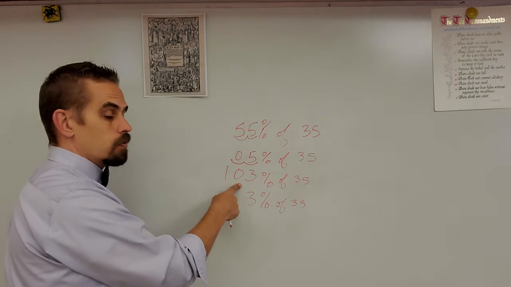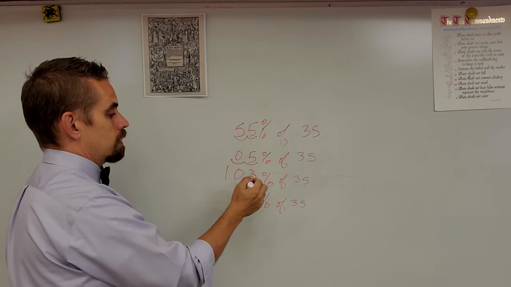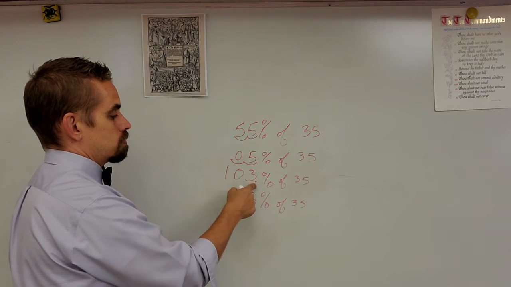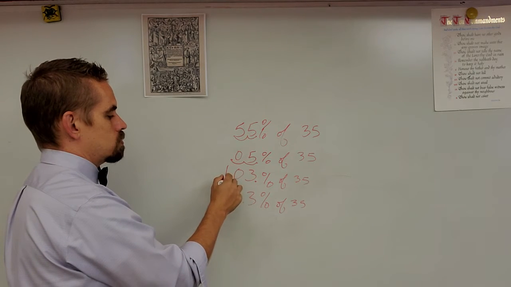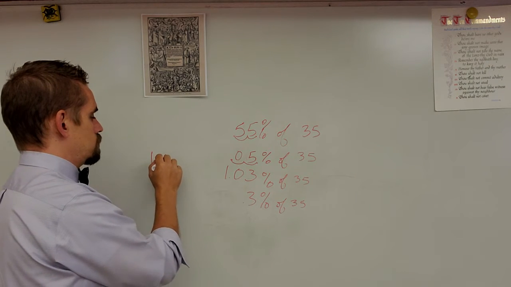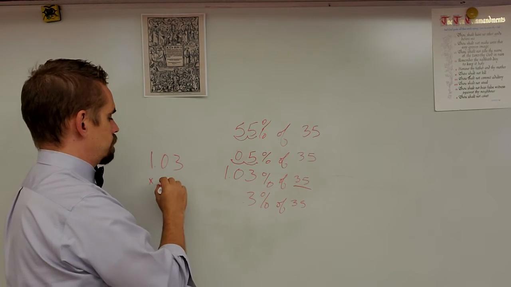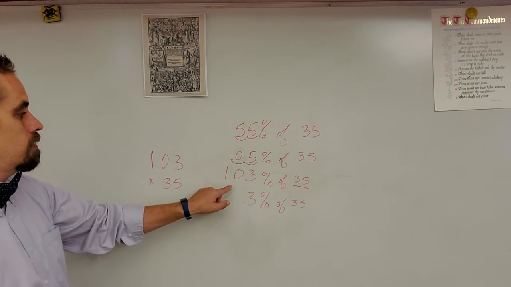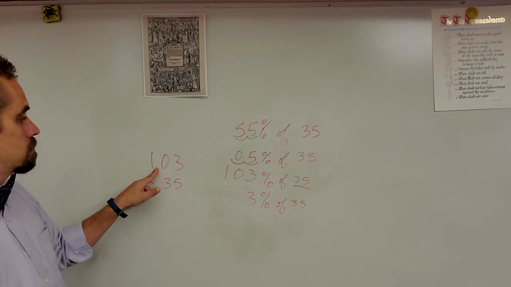All right, so now we have 103% of 35. We find our decimal point on our percentage number. It's right here because it's to the right of the ones place. We move it over twice. 1, 2. So now it's 1.03 times 35. So if I want to find 103% of 35, move the decimal to the left twice, and then multiply your number.